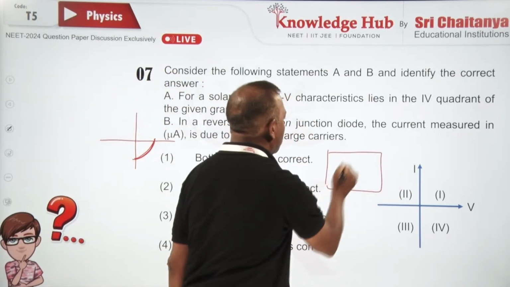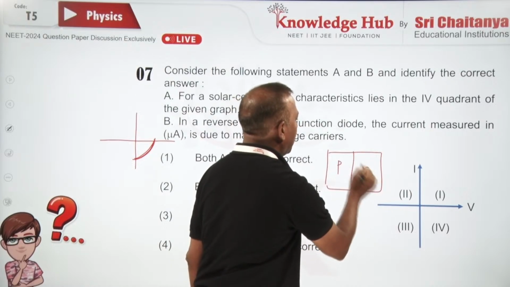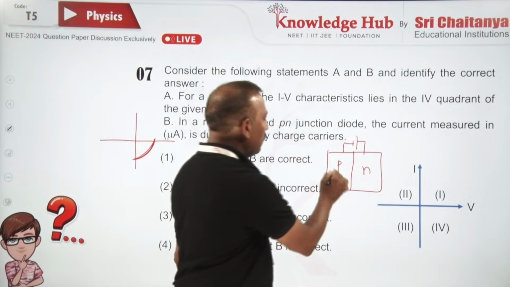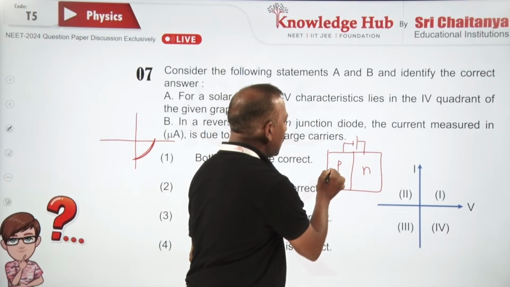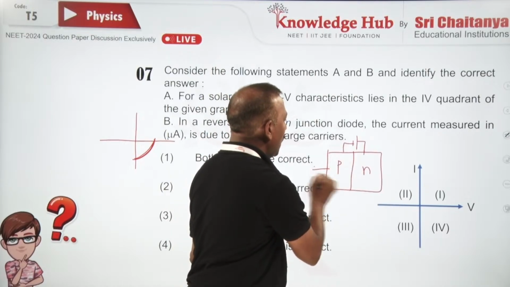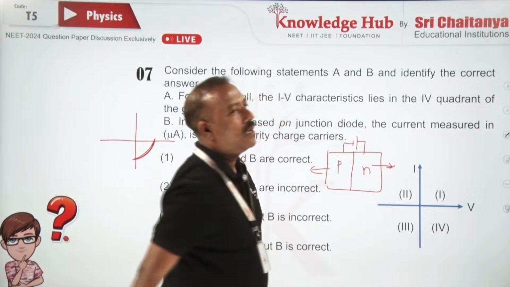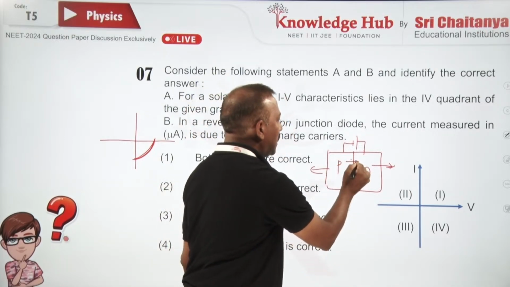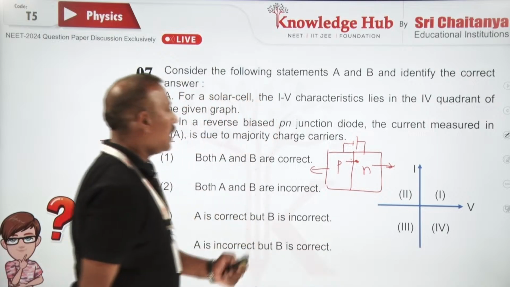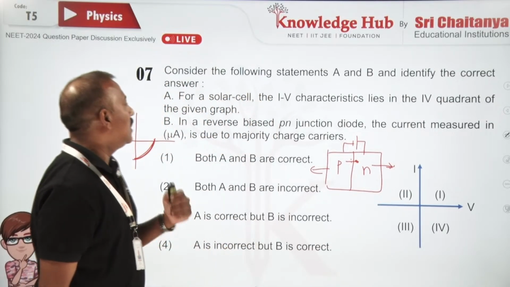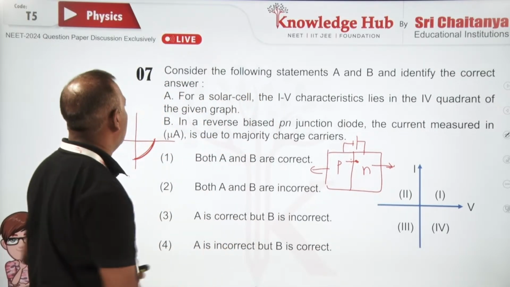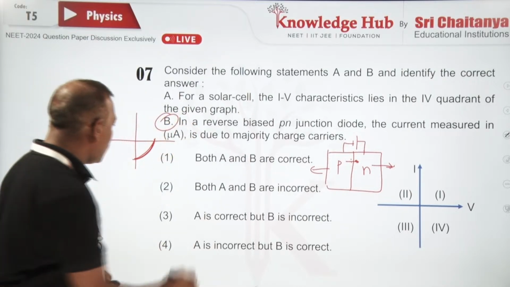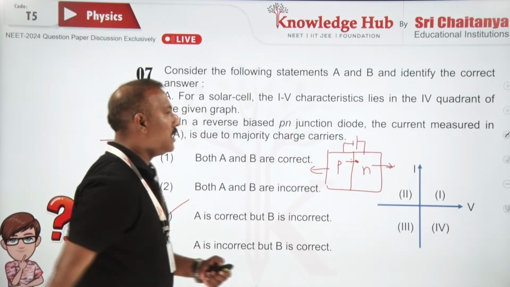Actually, in a PN junction diode, it is P and N material, and there is an electric field here. And during the reverse bias, all the majority charge carriers will move away from the junction, whereas minority charge carriers are forced to cross the junction. Therefore, the current, which is called drift current, is only because of minority charge carriers. Therefore, option B is wrong. Therefore, the correct answer is 3. A is correct and B is incorrect.